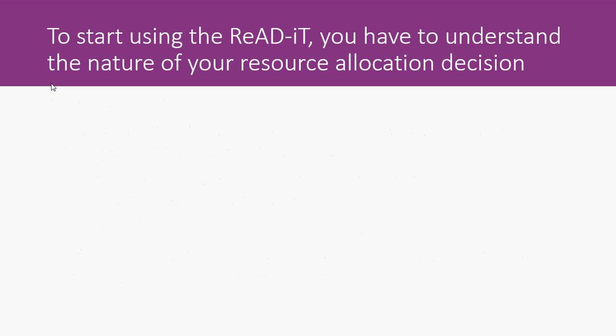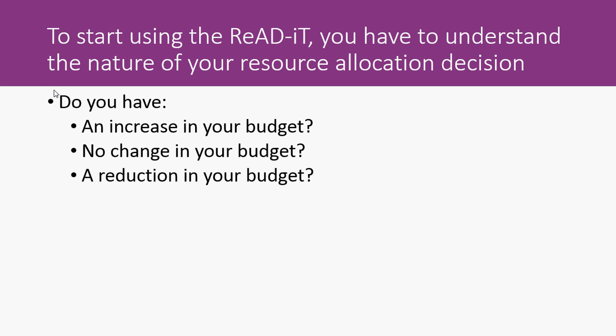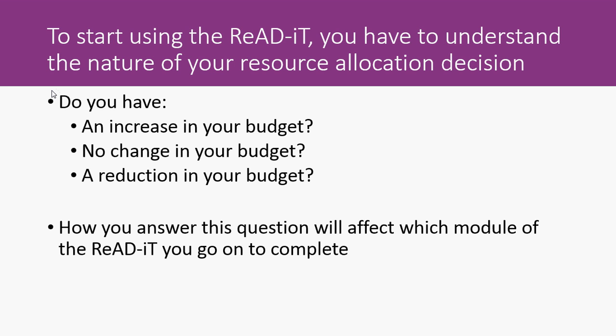To start using the ReAD, you have to understand the nature of your resource allocation decision. This is the first question that you encounter when using the ReAD. You have to decide if you're in a situation where you have an increase in your budget, so you've got more money to spend than what you normally do, where there has been no change in your budget, or whether you have had a reduction in your budget and you are required to reduce the amount of service you provide. How you answer this question will affect which module of the ReAD you go on to complete. There are in fact 3 different modules in the ReAD, one for each of these responses.